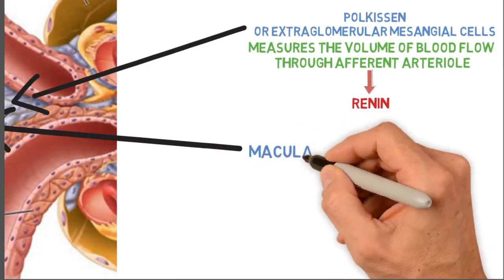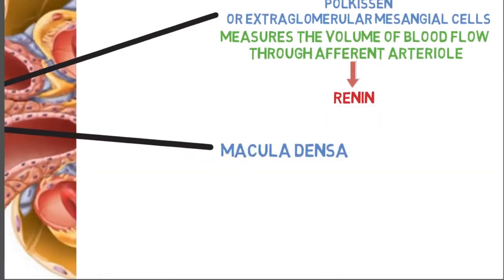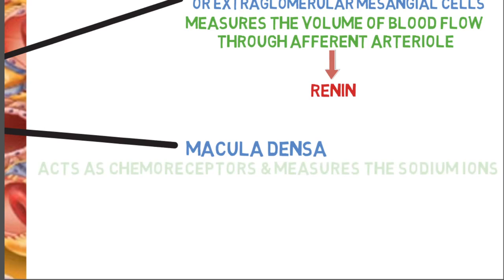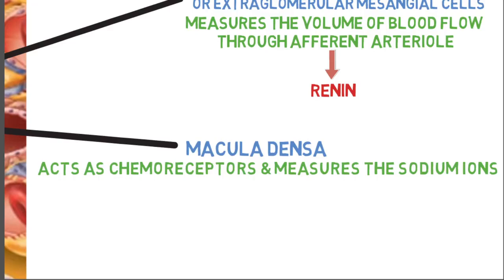The second example of such cells is called macula densa. These cells act as chemoreceptors and they specifically measure the sodium ions being filtered during glomerular filtration. Whenever there is a decrease in sodium ions, macula densa senses this decrease and stimulates the release of the enzyme called renin.